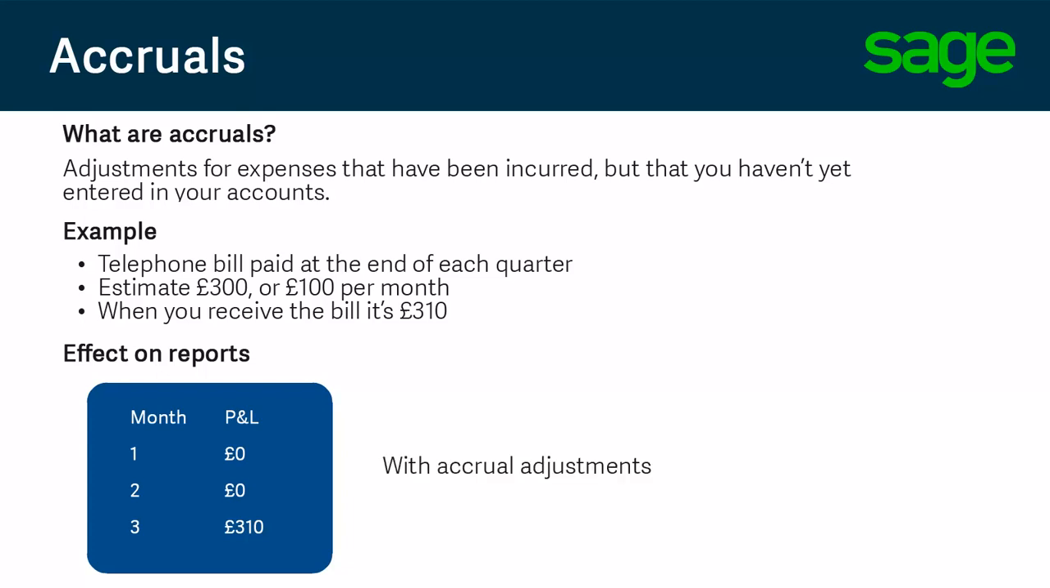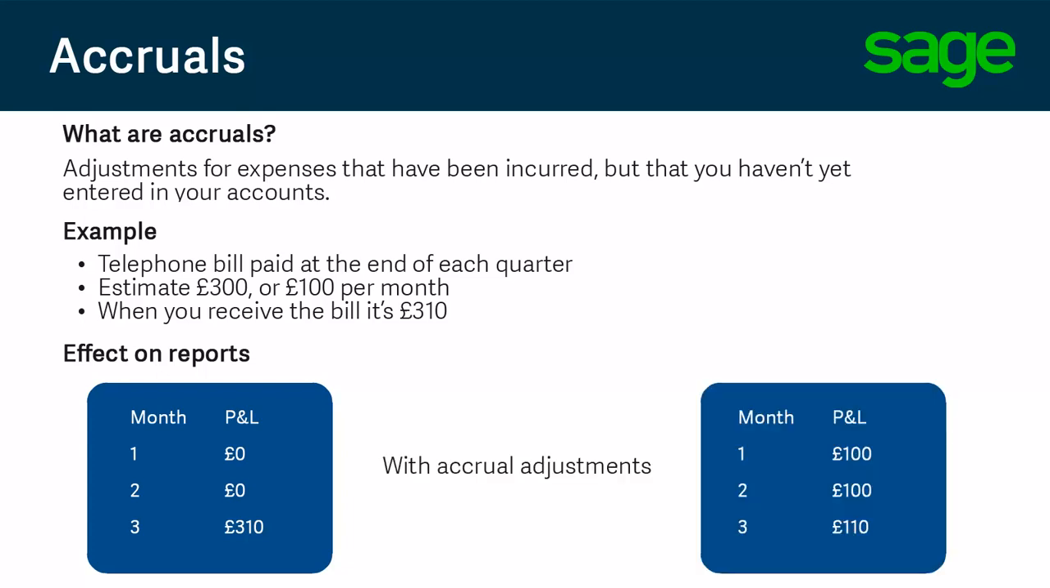If we post accruals, what we can do is establish the relevant expense for month 1, month 2, and also month 3. Now you will notice that month 3 has a slightly different value. So what we've done is we've estimated £100 per month. Because we're billed for a slightly different amount, we're going to show that adjustment, now that could be slightly higher or slightly lower, in that final period. So the more accurate your estimate, the better.